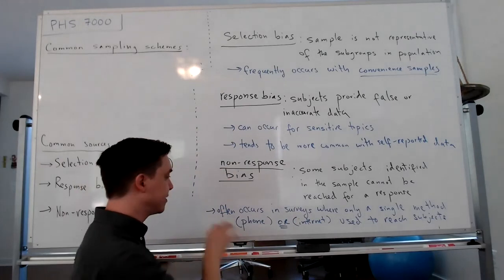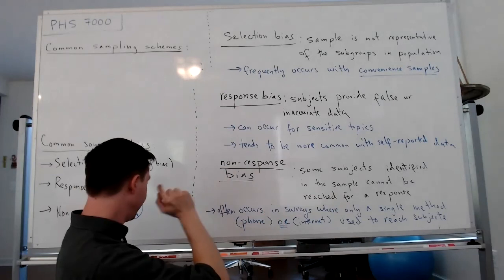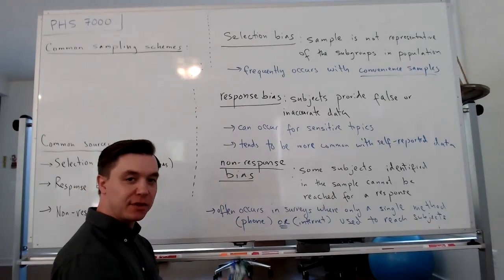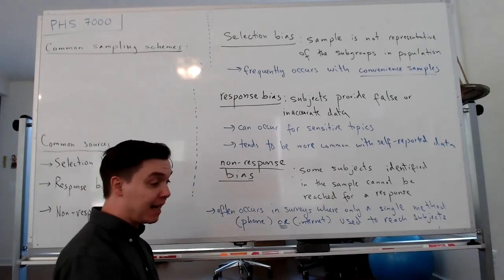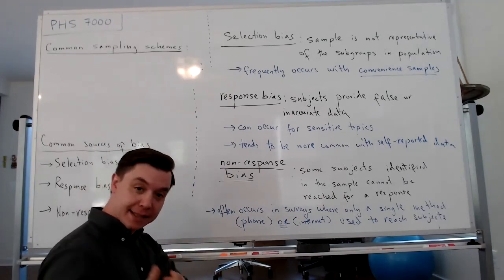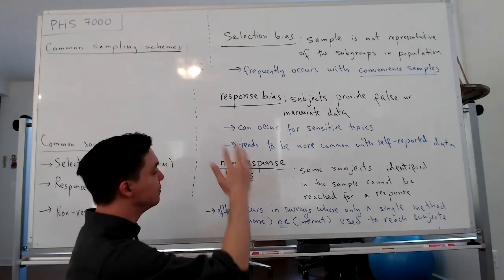Non-response bias often has to do with how data are collected. And again, it's impossible to eliminate all bias, but we often want to design the method of collecting data, the kind of data we collect, how we ask the questions to minimize the biases therein.